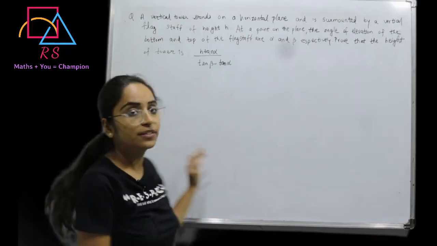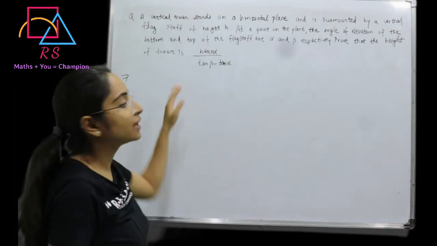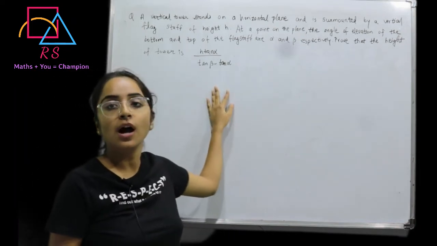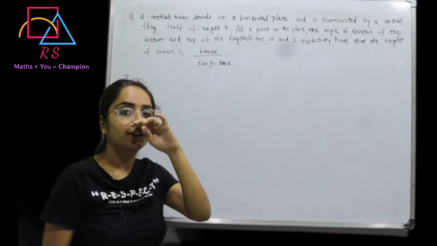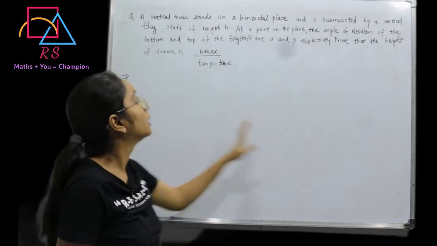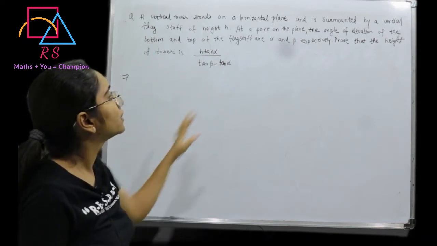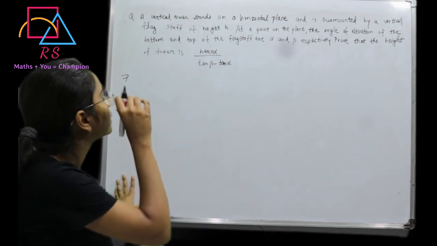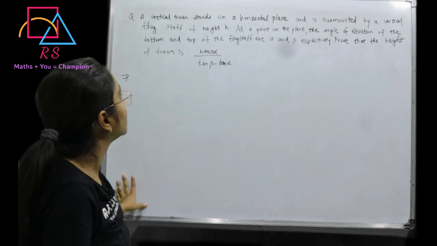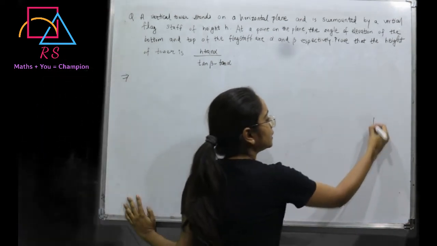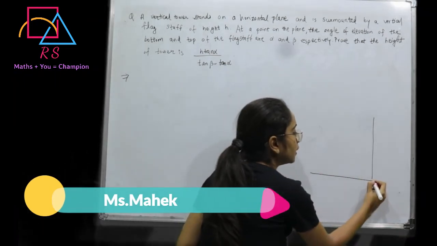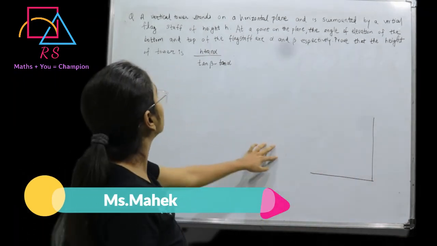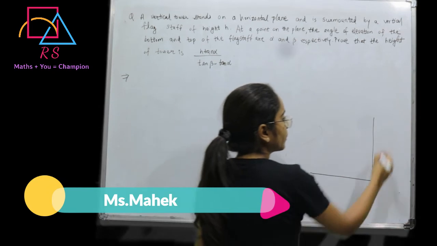Question related to heights and distances. We can see how we can solve the question. First of all, I read the question, draw a diagram, and then write the given values from the diagram. The question says a vertical tower stands on a horizontal plane, surmounted by a vertical flagstaff. This is a vertical tower which stands on a horizontal plane which is surmounted by a vertical staff.